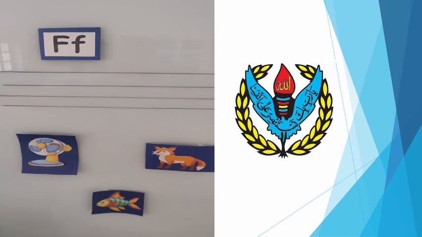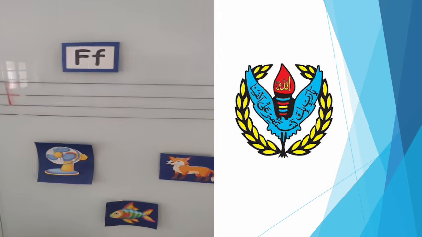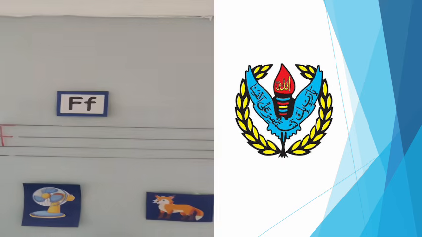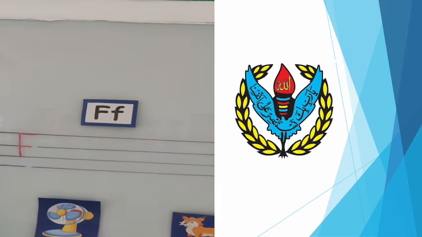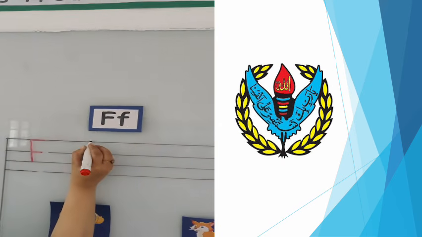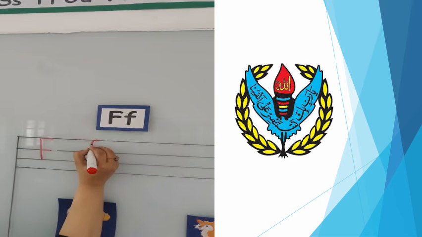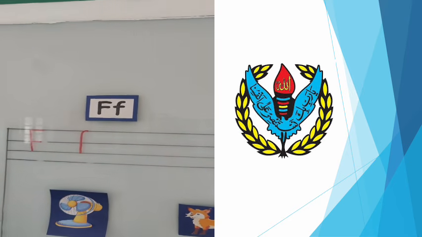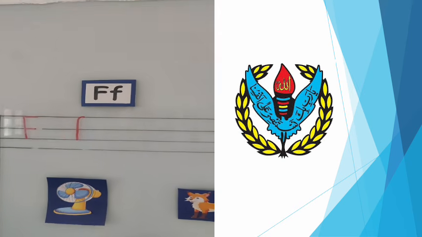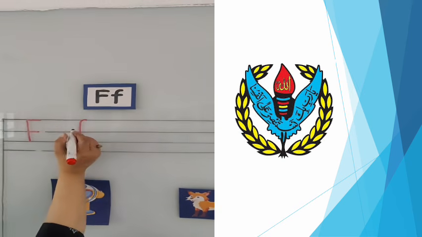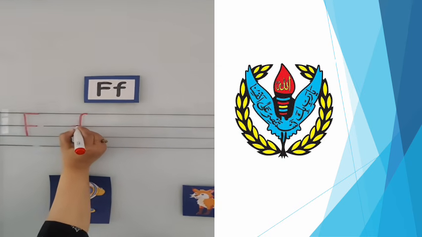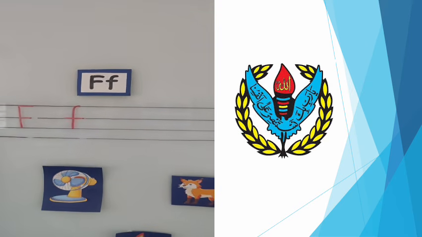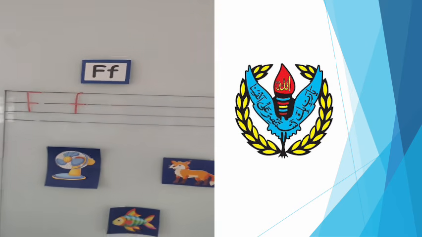Now take a look how we write small f in the 4 lines. Start from the first line, make a small curve and then turn it and go straight to the 3rd line. When it touches the line, let it complete. Then we have to draw a line on the 2nd line like this. That is how we write small f.